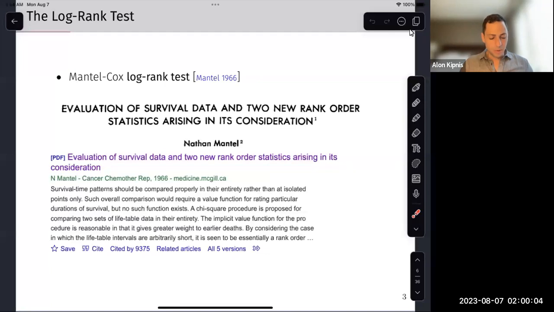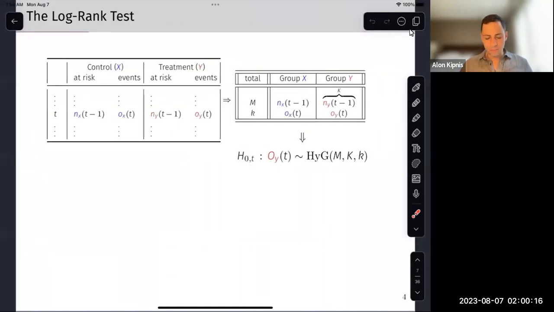The log-rank test, or the Mantel-Cox log-rank test, was introduced by Mantel to address the issue of censorship in studies, and I'll explain now what he proposed. He proposes to look at every row in the survival table and then summarize things based on a table of this form. What happens here is we look at the total number of at-risk patients, denoted by capital M, and then the total number of events observed within the interval by lowercase k. And now think about one event.